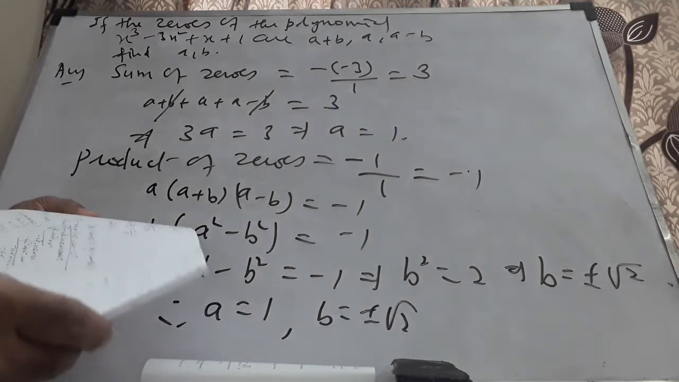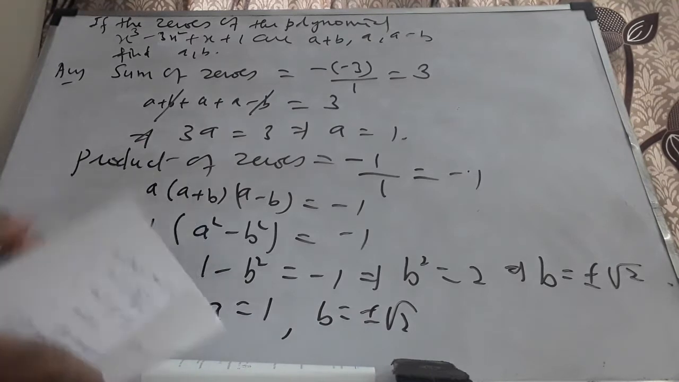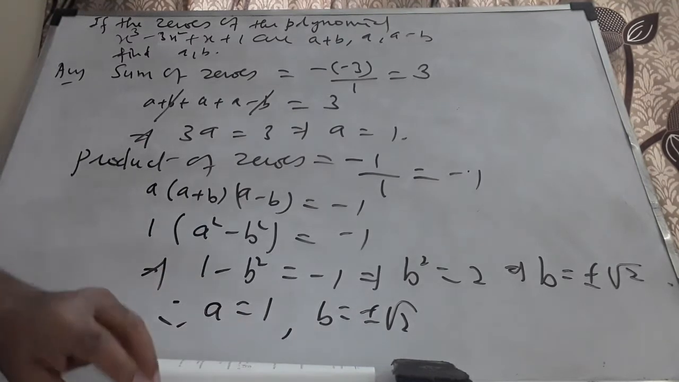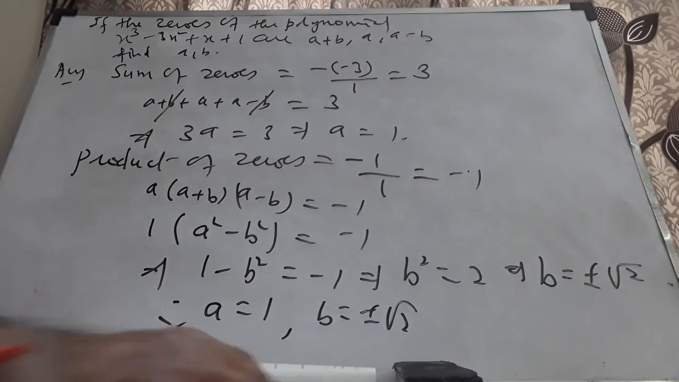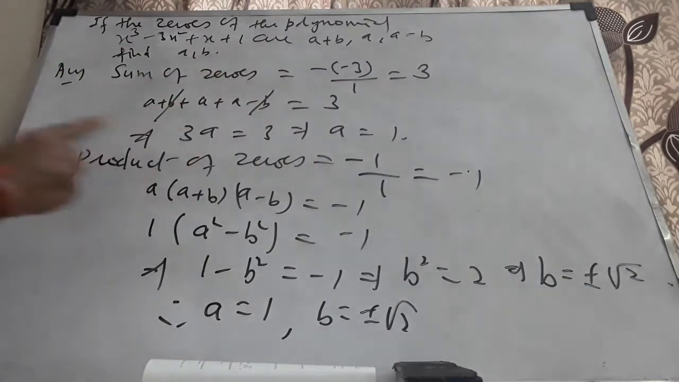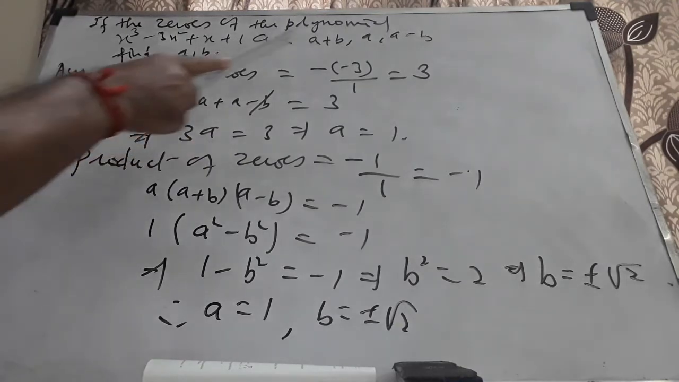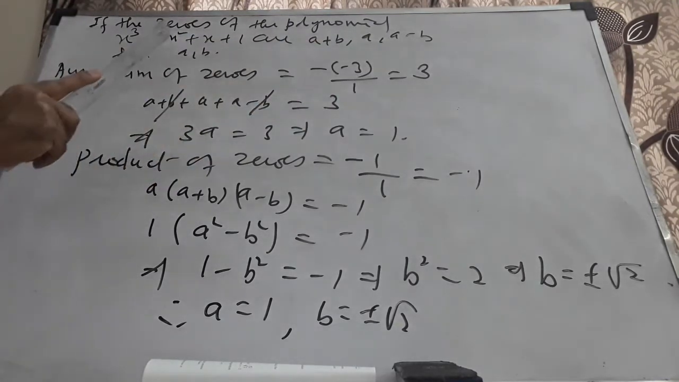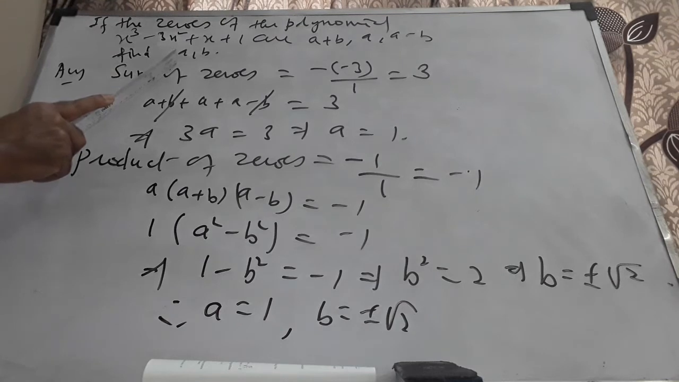Let me just check. I tried the rough work. Okay, the answer is correct. Let me explain once again. If the zeros of the polynomial so and so are a plus b, a minus b, and a, which I haven't written, write that also.